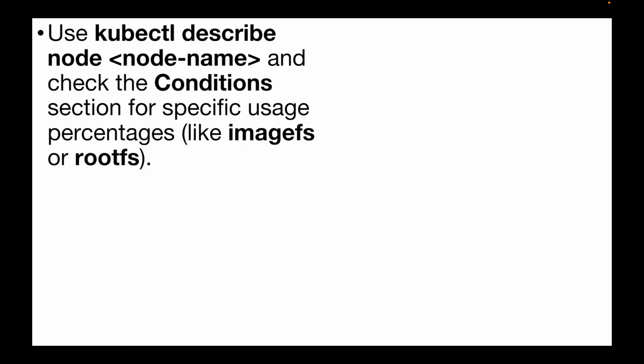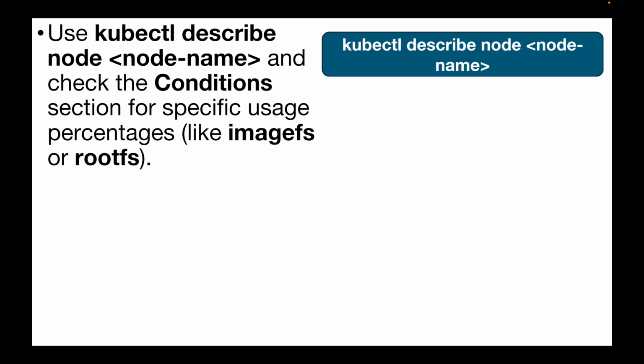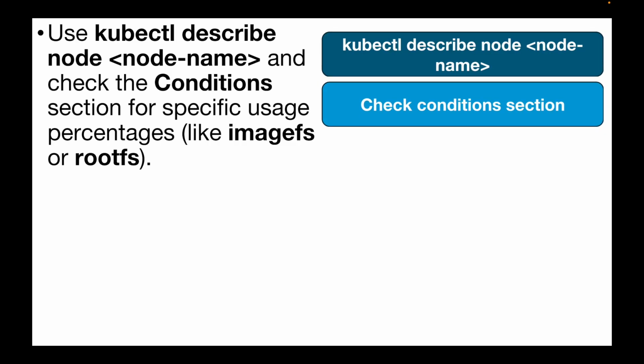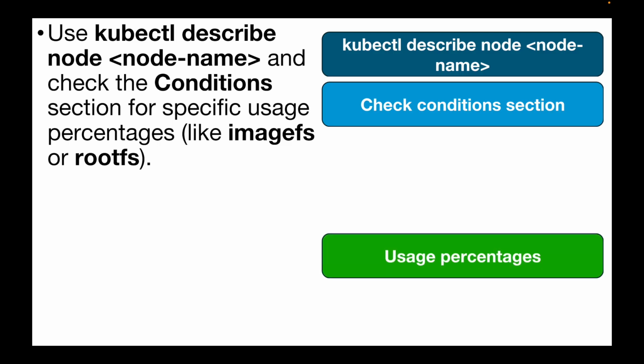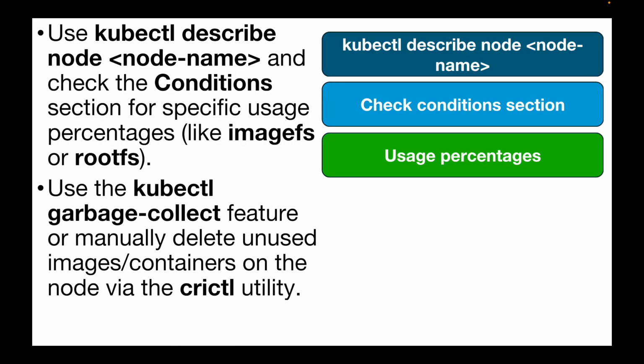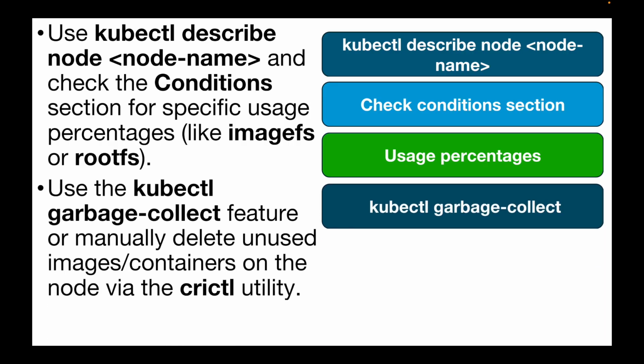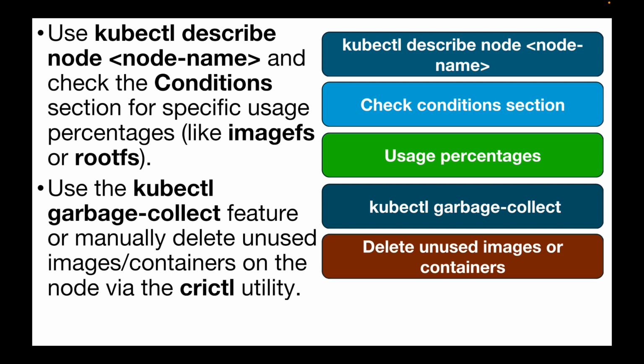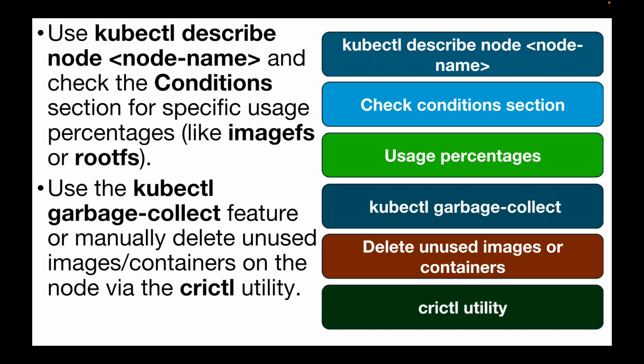So one command that you can use is kubectl describe node with the node name, and then check the conditions section for the specific usage percentage, like imagefs or rootfs. Then you can use the kubelet garbage collection feature or manually delete any unused images or containers on the node via the crictl utility. So basically, check the percentage of usage, and then see if you can delete any unused containers or images that can help you free up some space.